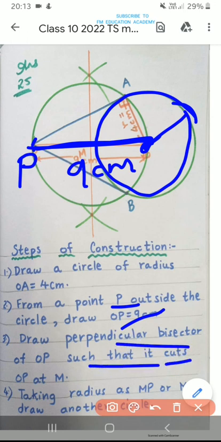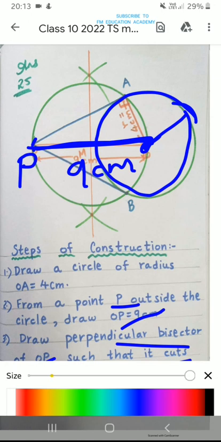You have to draw the perpendicular bisector of OP. So draw the perpendicular bisector of OP. How to draw the perpendicular bisector of OP? Take the distance which is 9 cm, more than half. More than half means it should be more than 4.5 on the scale. So by taking on the compass more than 4.5, from O draw an arc.